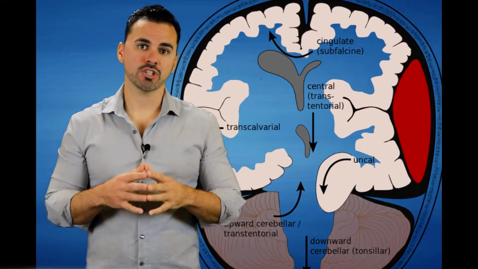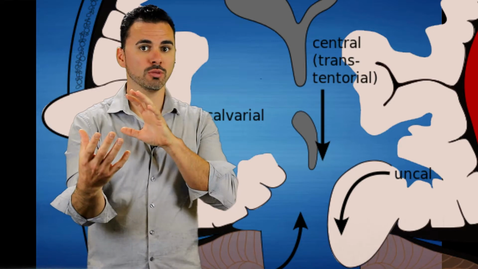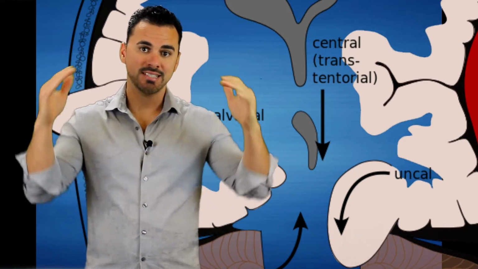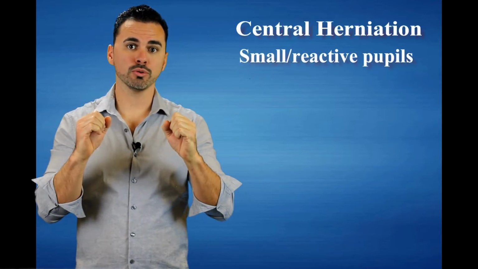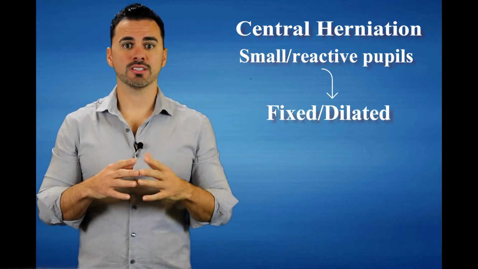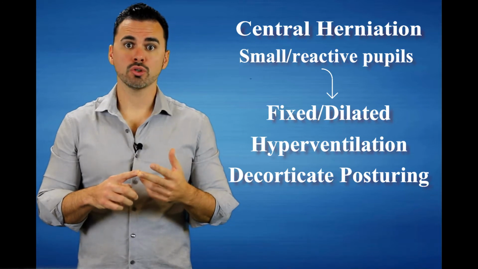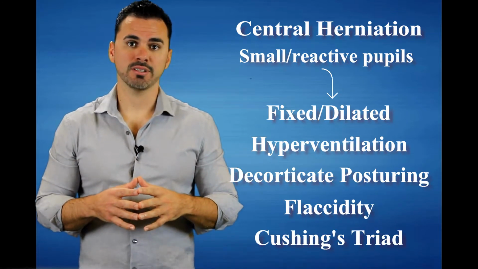Now, central herniation is any expanding lesion in the frontal, parietal, or occipital lobes of the brain, or just a generalized edema, which causes a downward displacement through that tentorial notch. This causes pressure on the midbrain, and some of the things that you'll see are going to be small but reactive pupils progressing to fixed and dilated pupils. You're also going to see hyperventilation and/or decorticate posturing to flaccid extremities. This is where the Cushing's triad is going to come into play.